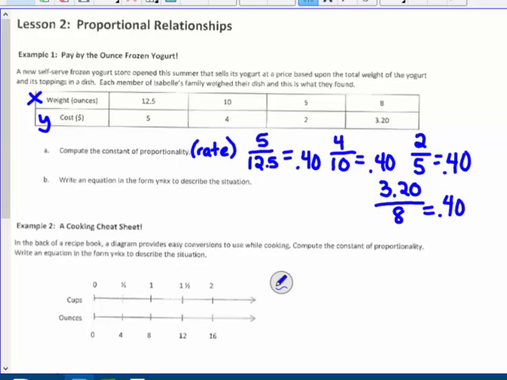So compute the constant of proportionality. You have to do all 4 of them to be sure that this is a proportional relationship, because sometimes one of them doesn't come out to be the same. So here, k equals 4/10 or 40/100. Write an equation in the form y equals kx. My y, my cost, equals the constant k times x. Plug in what I know k is: 40 cents times the weight, 40 cents for every ounce. That will figure out my cost.